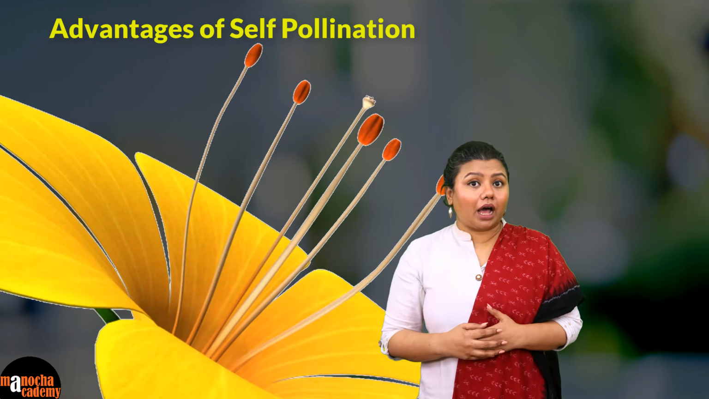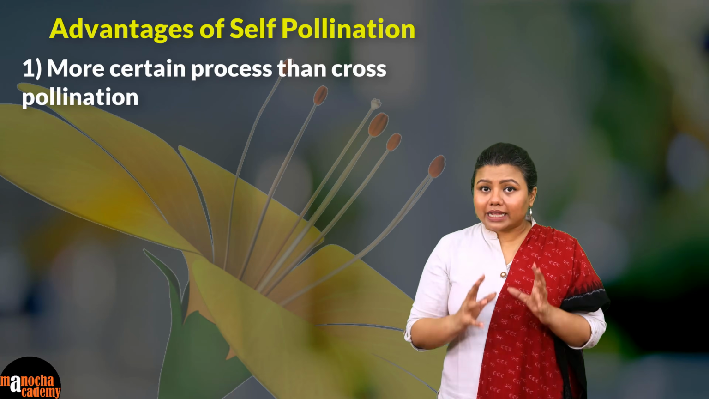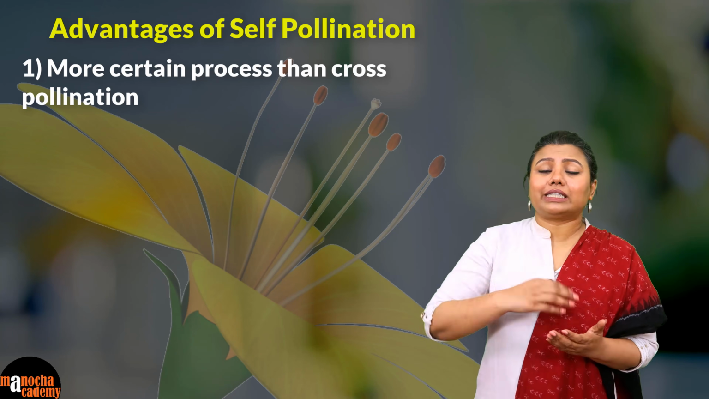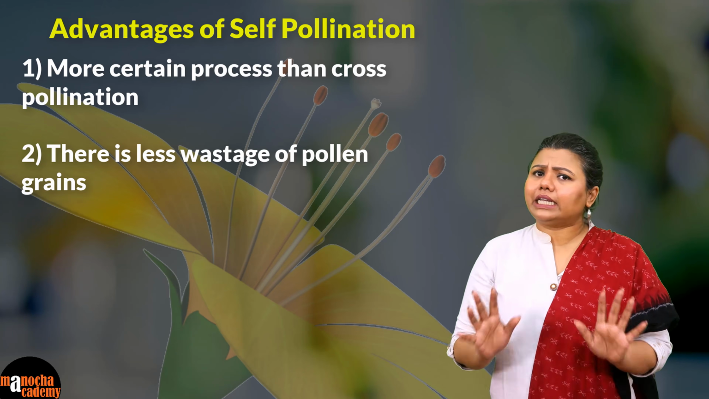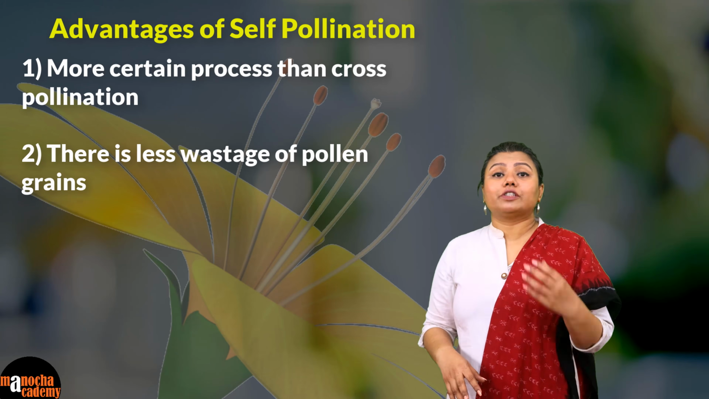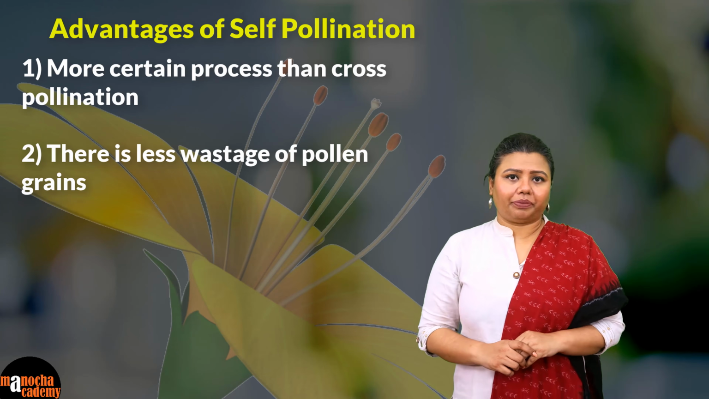attached to the same plant. Therefore we see that the process of self-pollination is a much surer process than cross-pollination. There is less wastage of pollen grains, there still is, but there is less wastage of pollen grain and the formation of seed is a much surer process than in cross-pollination.